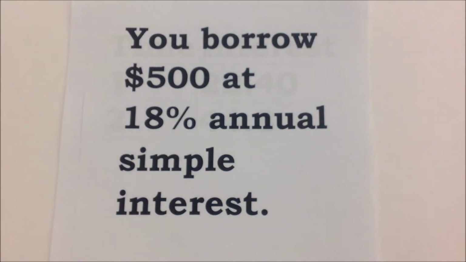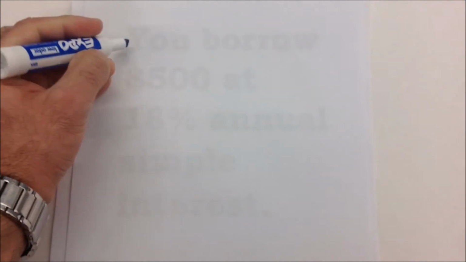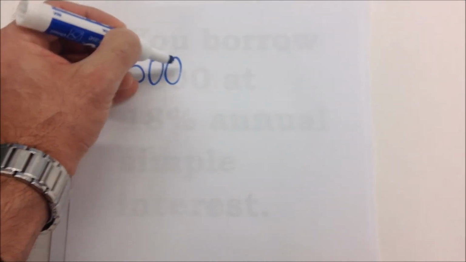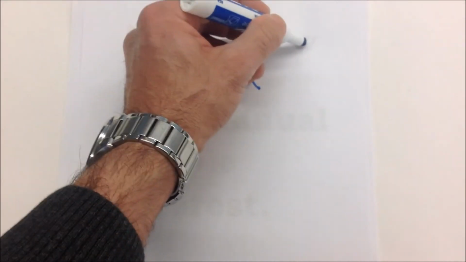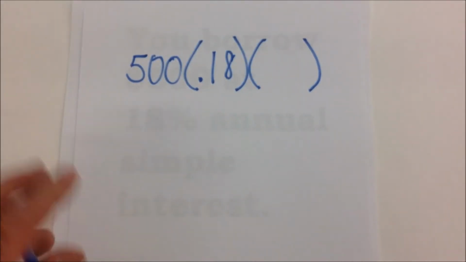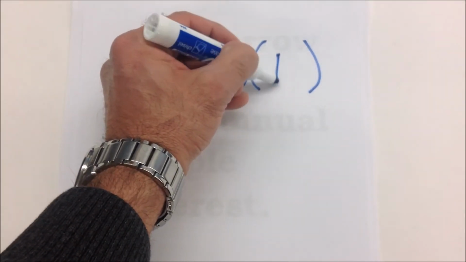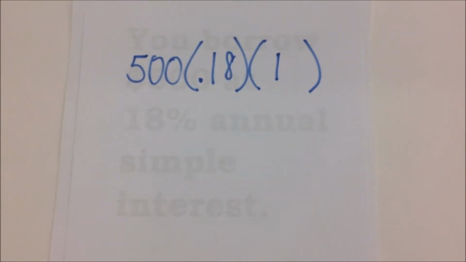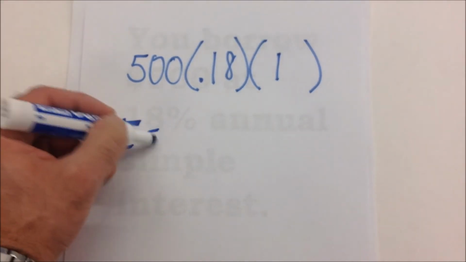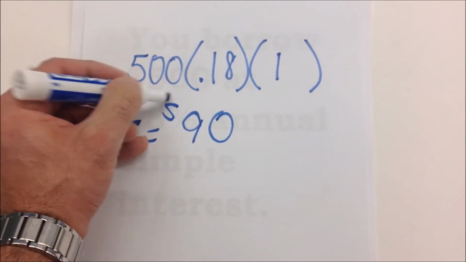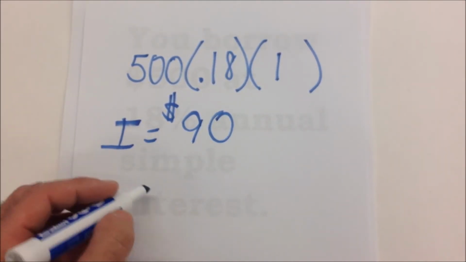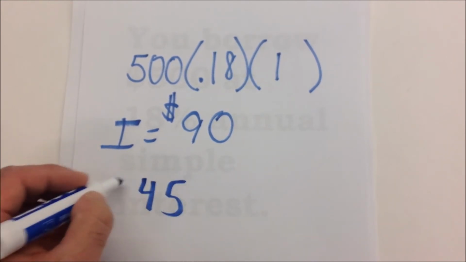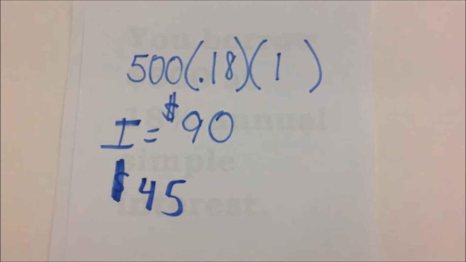Well, we know the principal, the amount you borrowed, is $500. The rate is 18%, 0.18. And we're just borrowing for a year. So at the end of the year, we know that the interest will be $90, but the question said, how much in 6 months? Well, what's half of 90? 6 months is half a year. So you'll owe $45 in 6 months.